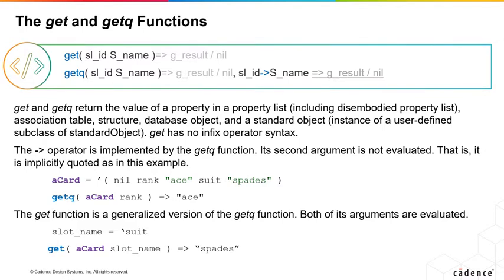If we have a card structure, disembodied property list defined, and we use getq a card rank, it returns ace. And get is a generalized version of getq, and both arguments are evaluated. So if the slot name is a variable, here we've assigned it to suit, get a card slot name would return spades because both arguments are evaluated with get.